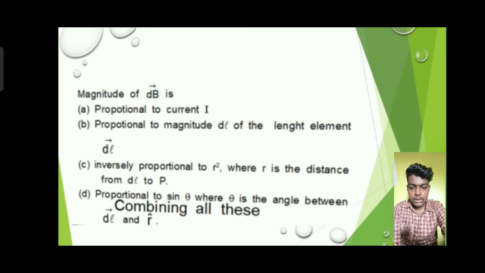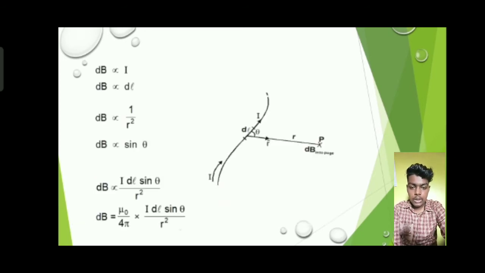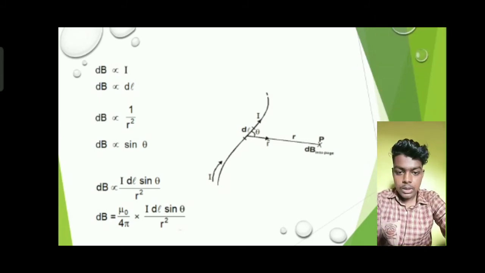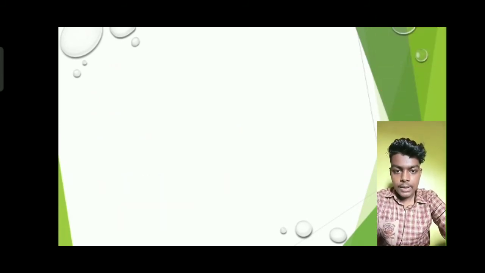Now by combining all this we have dB directly proportional to I, dB directly proportional to dl, dB inversely proportional to r square, dB directly proportional to sin theta. So dB directly proportional to I dl sin theta by r square, dB equals mu 0 by 4 pi.